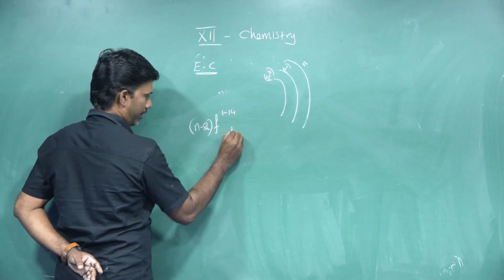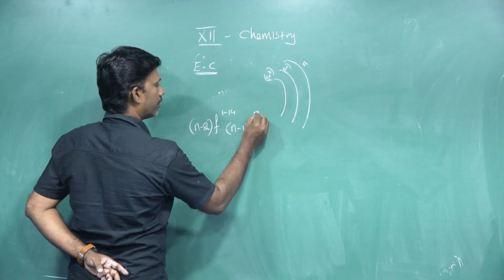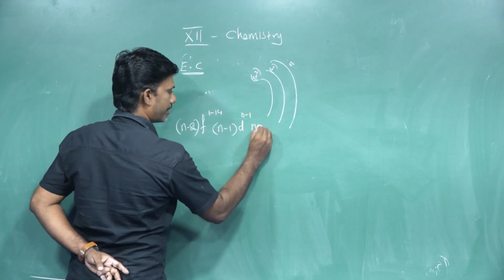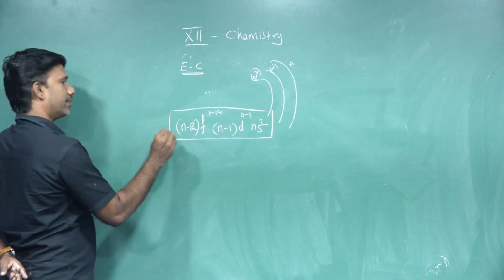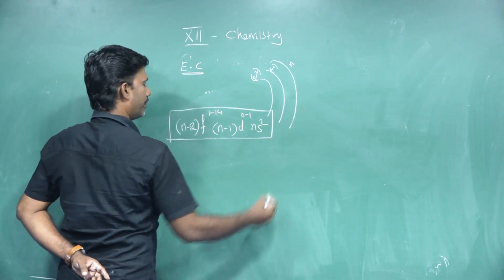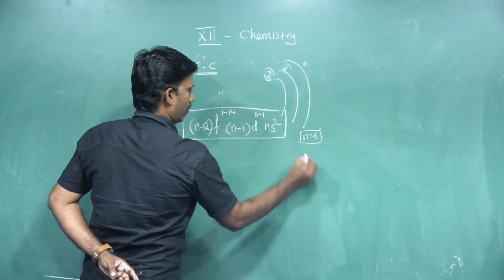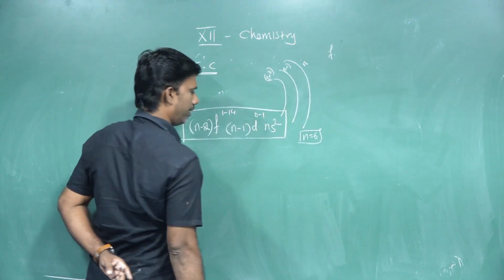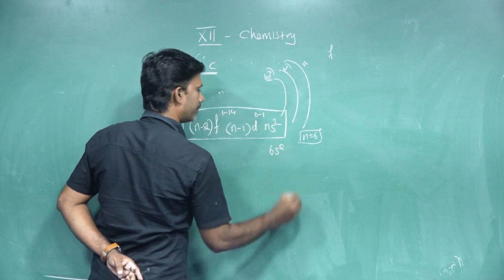Then (n minus 1) d 0 to 1, ns2. This is the general electronic configuration of f-block elements. So what is the n? n is the valence shell. If you take n equal to 6, you know very well f starts with 4 only. n equal to 6. So if I am writing 6s2, for example.